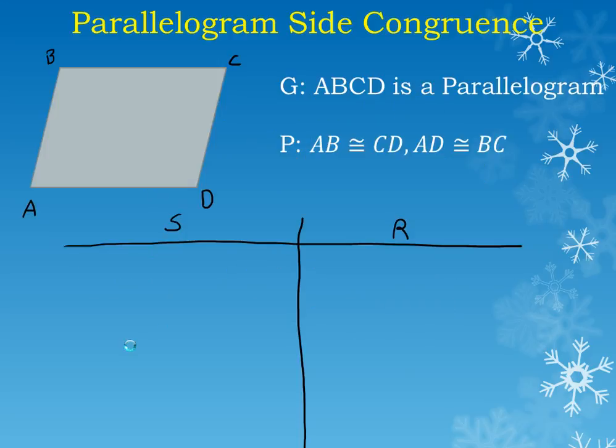So first one is we're going to prove that the opposite sides of a parallelogram are congruent. So we're given that ABCD is a parallelogram. We want to prove that the opposite sides AB and CD are congruent to each other, and then AD and BC are also congruent to each other. So like always, we're going to start with our given statement first.